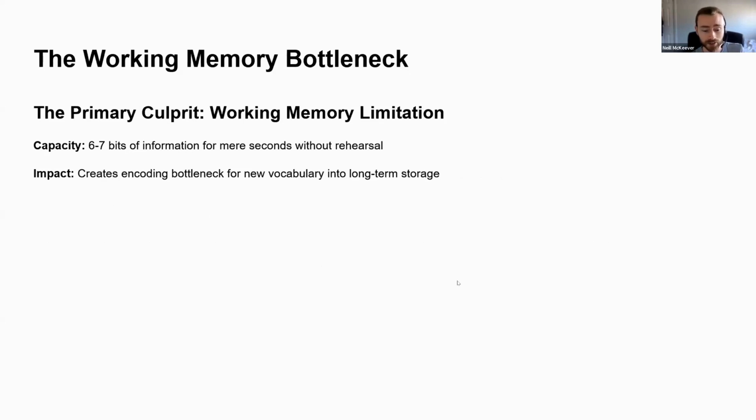And the primary culprit in the whole thing is working memory limitation. So basically, adults can only hold about 6 or 7 bits of information in their working memory, and this is for mere seconds without active rehearsal. So this creates, as we call, a bottleneck for keeping that vocabulary, retaining it in the long-term storage.